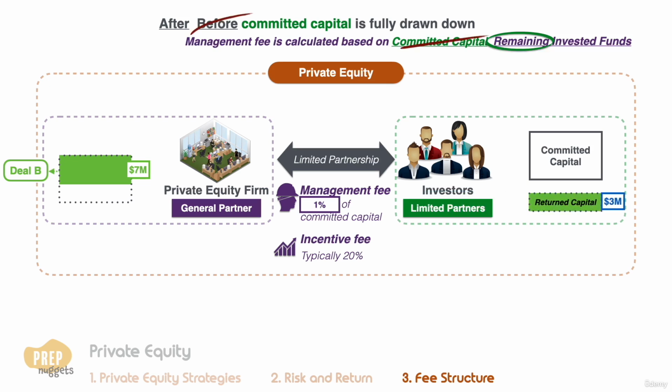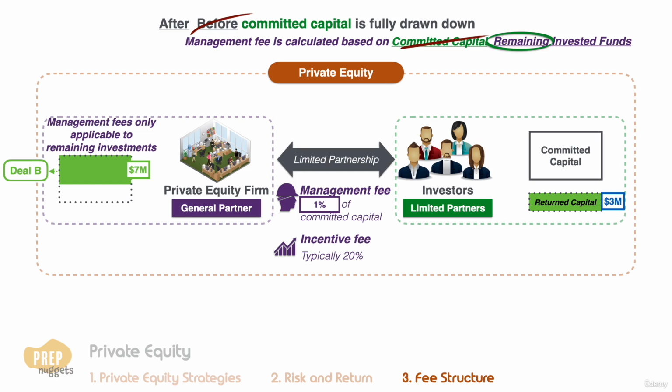So, for our example, let's say the GP first exited Deal A, the original capital of $3 million is returned to the LPs. From this point forward, management fee is only applicable to the remaining $7 million invested.